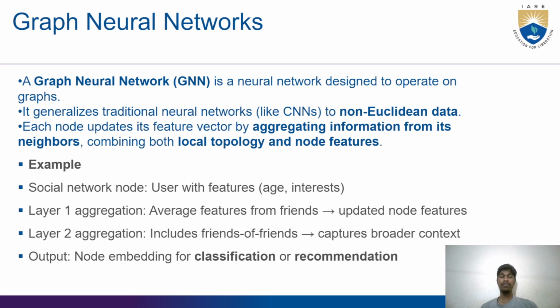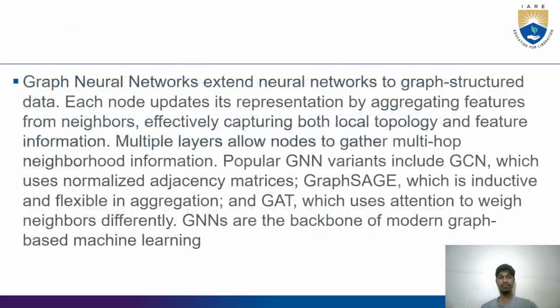For example, in a social media network, a user has features, for example, age and interests. Layer 1 aggregation averages features from friends and updates the node features. Layer 2 aggregation includes friends of friends and captures broader context. The output, a node embedding, is used for classification or recommendation in graph neural networks.